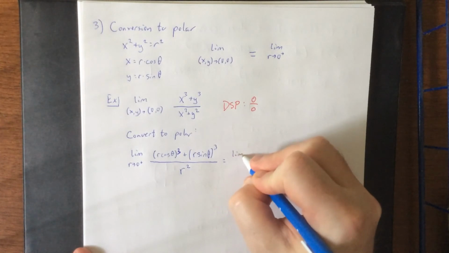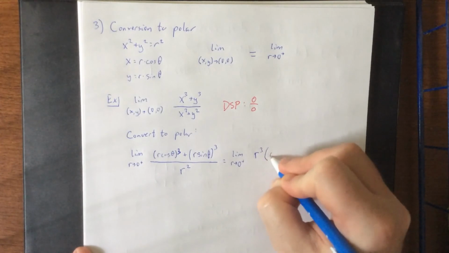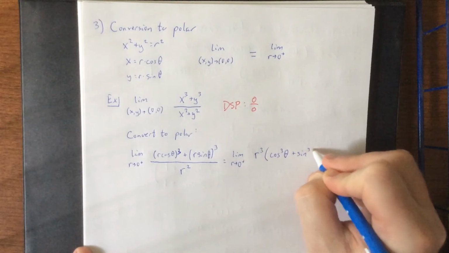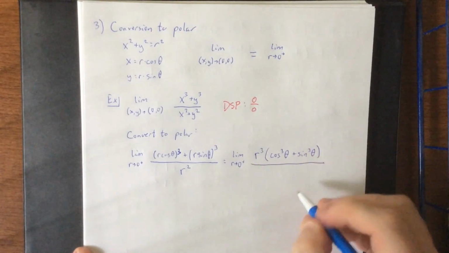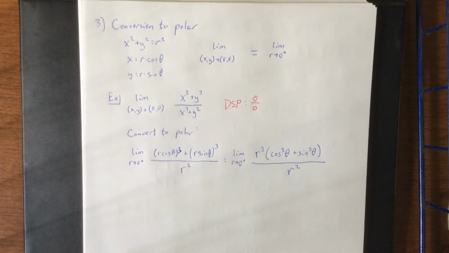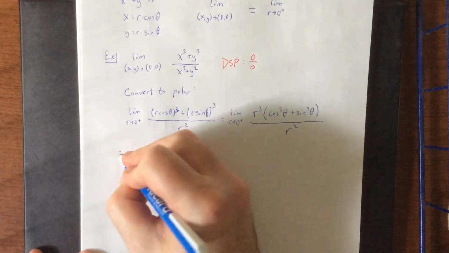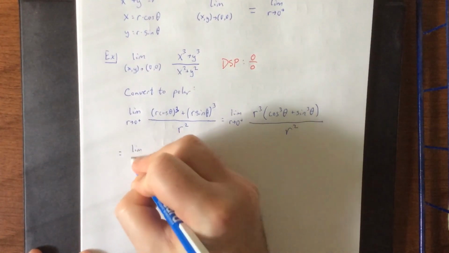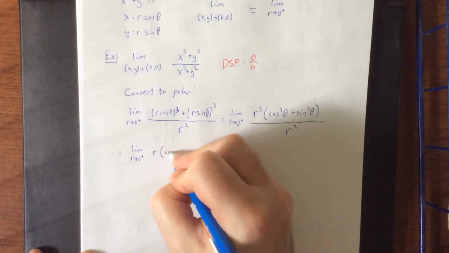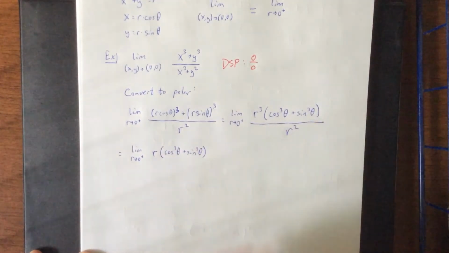Now, through the use of a little bit of factoring in the numerator, we can refer to this as r cubed, being the greatest common factor, and call this cosine cubed plus sine cubed. This will all be over r squared. So with that in mind, we can reduce the fraction. r cubed divided by r squared will reduce down to the limit as r approaches 0 from the positive direction of r times the cosine cubed of theta plus the sine cubed of theta.